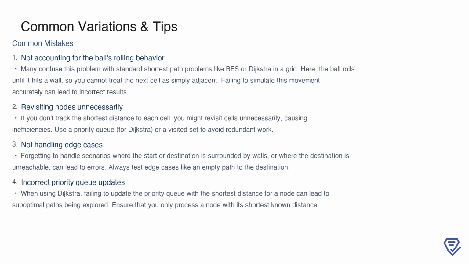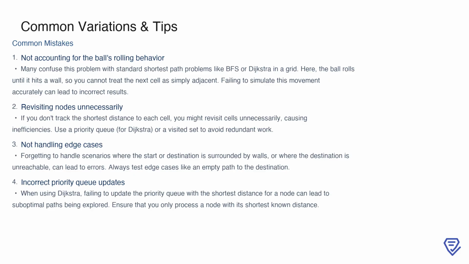One common mistake to watch out for is misunderstanding the ball's rolling behavior. Unlike traditional shortest path problems, where you move step by step to adjacent cells, here the ball rolls continuously until it hits a wall. This means you need to simulate the ball's movement correctly and cannot simply treat neighboring cells as directly accessible. Another pitfall is revisiting nodes unnecessarily.